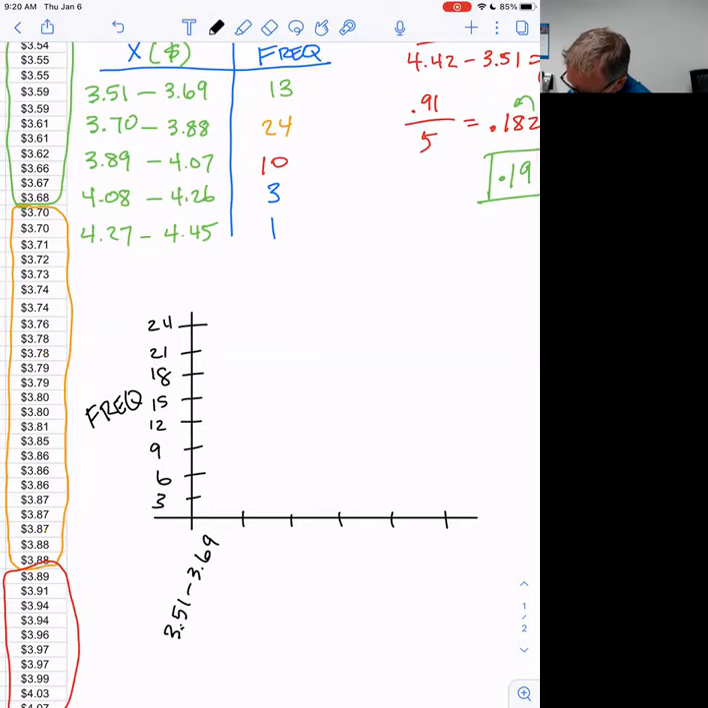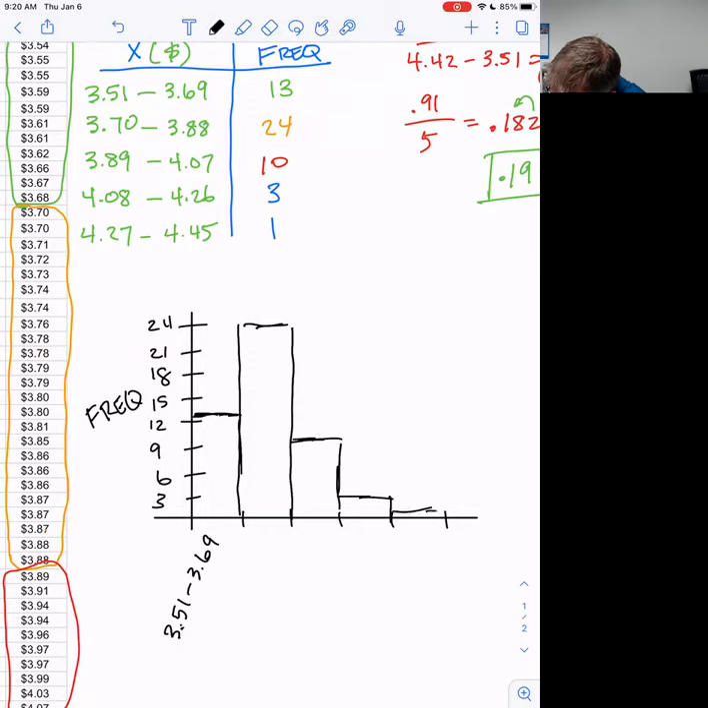So 13 for the first one, I guess that'd be about right there. And 24 for that next one is all the way up to there. And then 10 for the next one is also, it's kind of hard to, if it's a sketch, it's kind of hard to get it exactly right. And then three, and then one. That's not bad for a sketch, right? Does the job.